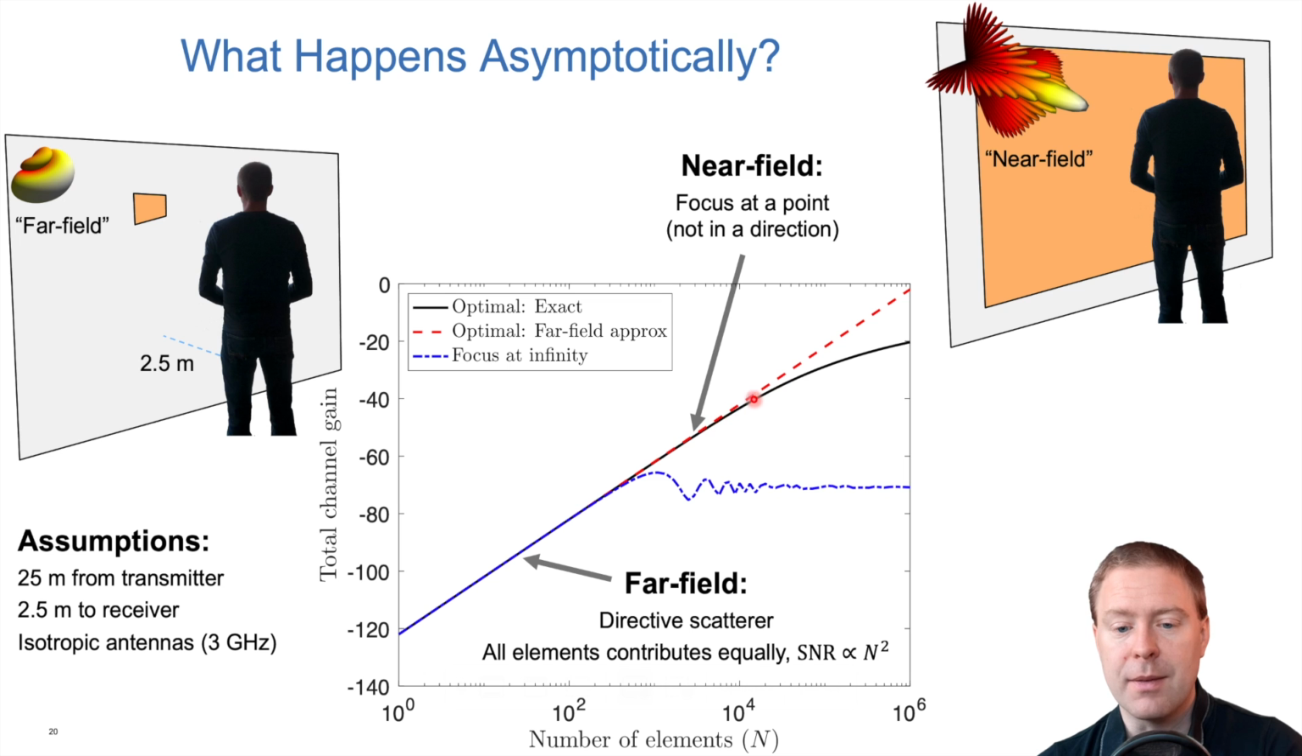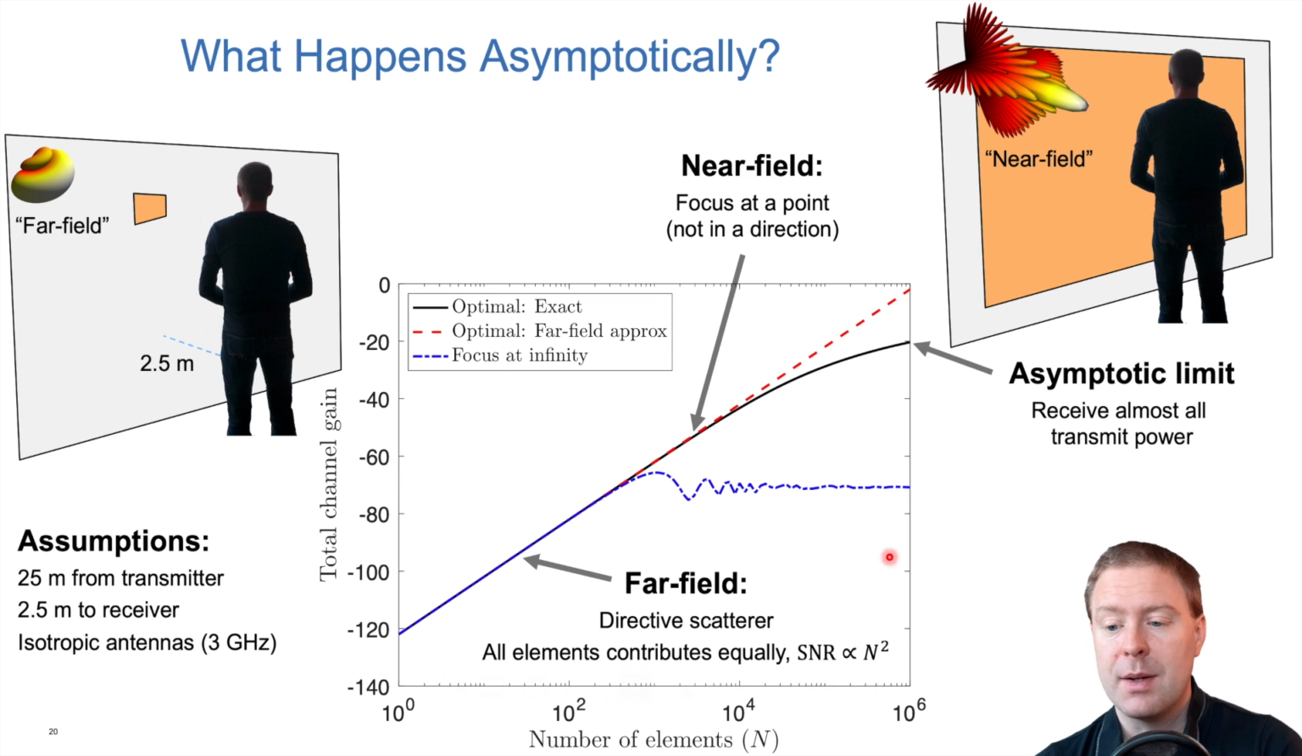And we are seeing a convergence towards receiving most of the power, but not everything. The far field approximation will break down eventually at that point, because now all the elements are not contributing as much anymore. So this n square gain is disappearing eventually. But in most practical cases, we will see an n square SNR behavior. And there will be an asymptotic limit where we receive almost all the power.